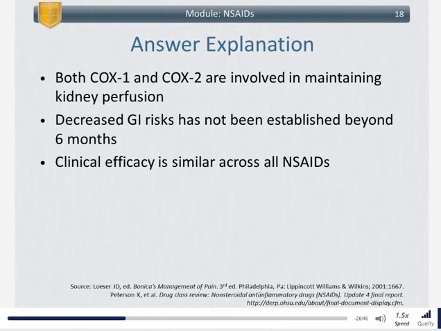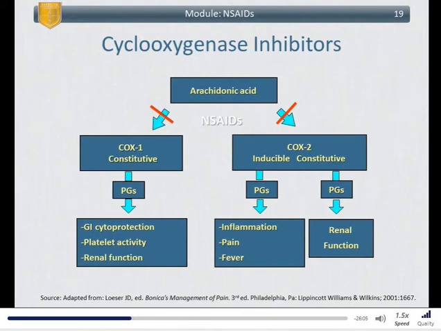Decreased GI risks are pretty well established in the early phase and are not well established beyond 6 months. So generally we do not know if the risk is lower for long-term use of COX-2 inhibitors. And the efficacy of the COX-2 inhibitors, again, Celebrex, is similar to those of the other NSAIDs. So basically you will find all NSAIDs, all anti-inflammatories, have pretty similar clinical efficacy. Of course, doses will vary, but their clinical efficacy is about the same.